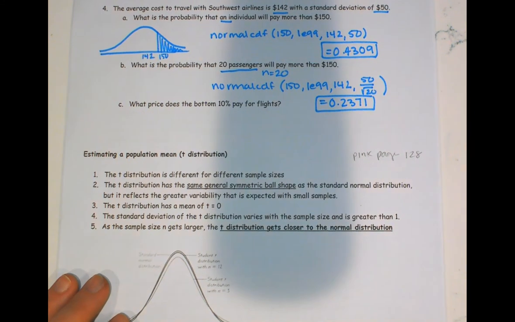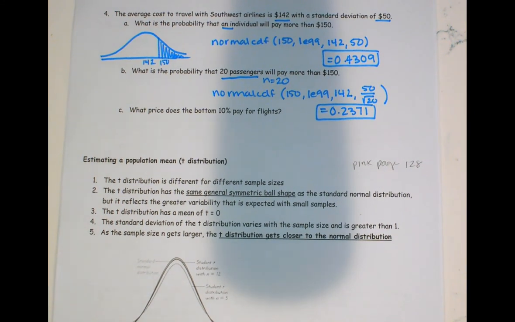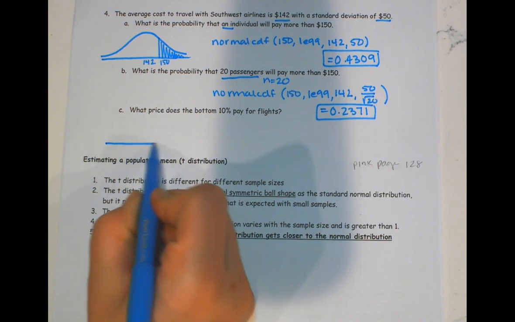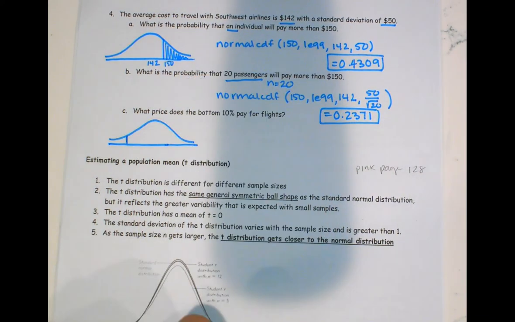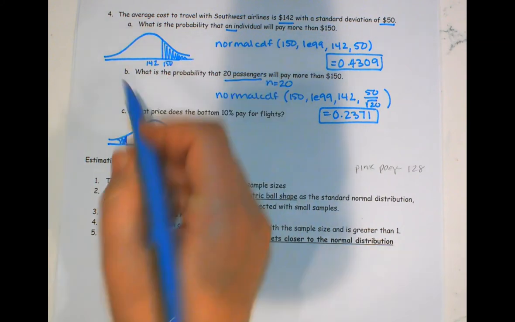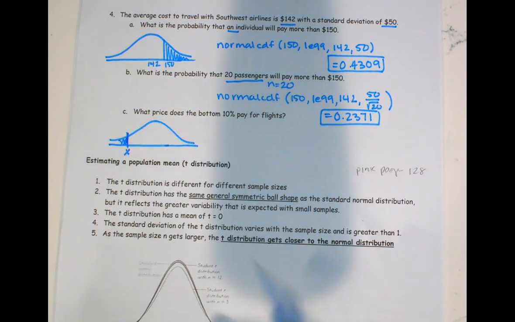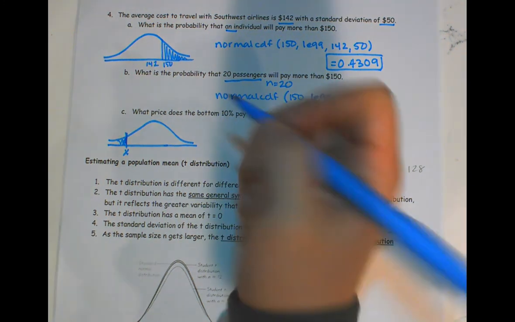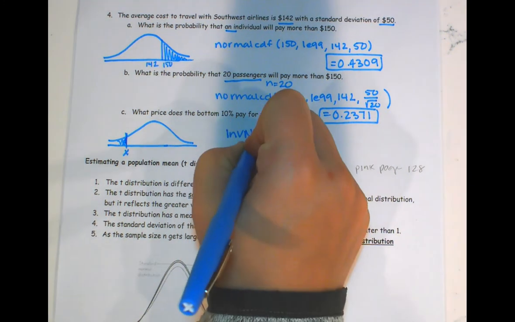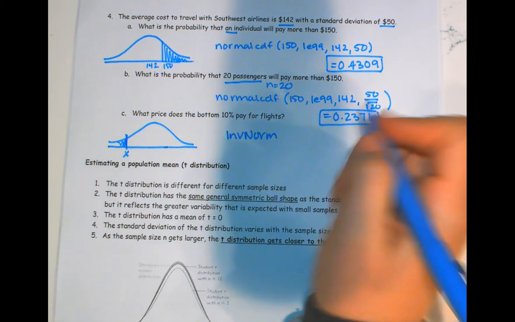All right. So then the last question in our warm-up, what price does the bottom 10% pay for flights? If we think about our normal curve, I'm trying to figure out at 10%, so somewhere over here, what are these people paying? What's this value that represents 10%? So we did this in unit 3. This is our invNorm. This is finding whatever value this is.